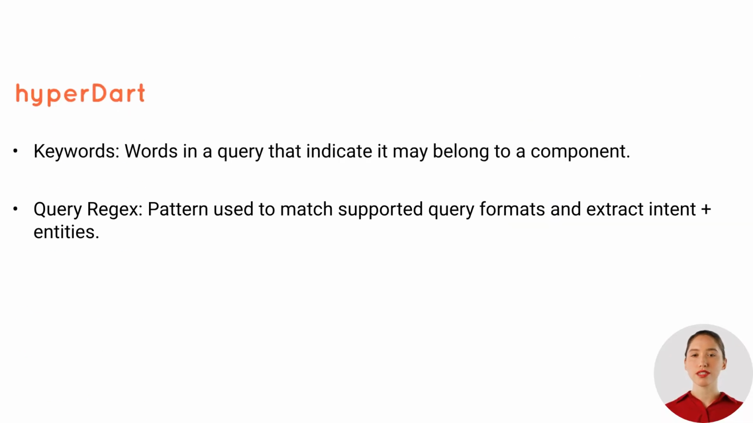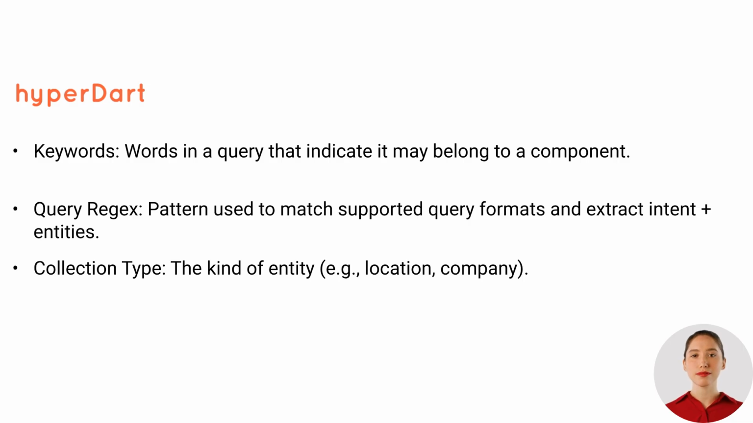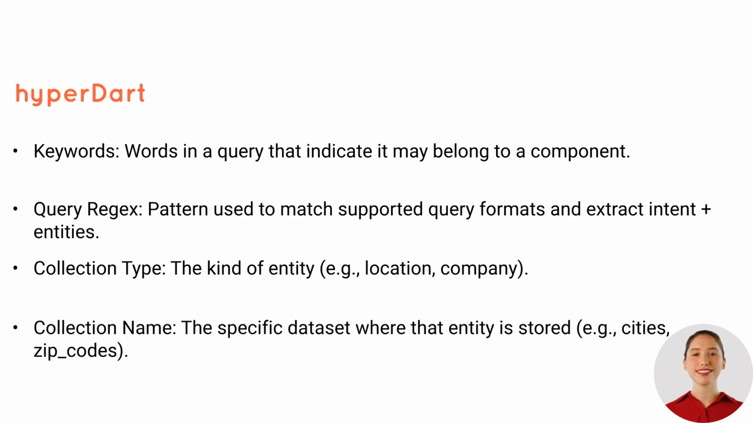Keywords are special words that, when present in the user query, are a strong indication that the query might be relevant for our component. A query regex is a pattern used to check whether a user query matches the format supported by a component. It is built using a combination of keywords, collection types, and collection names to capture both intent and entities.